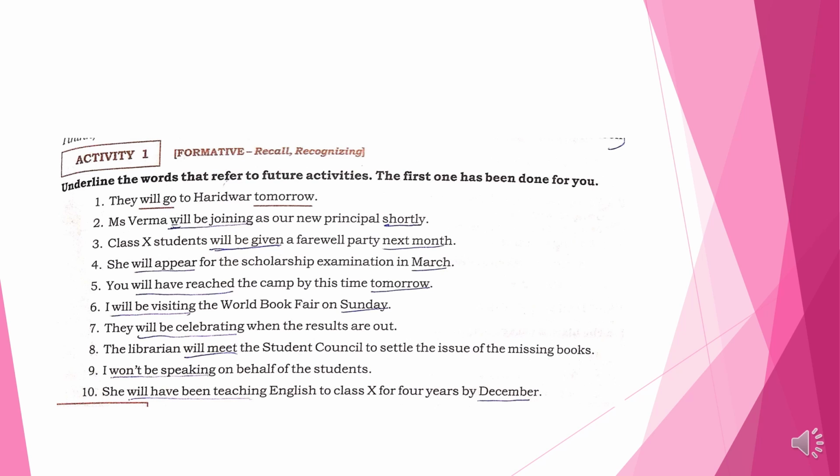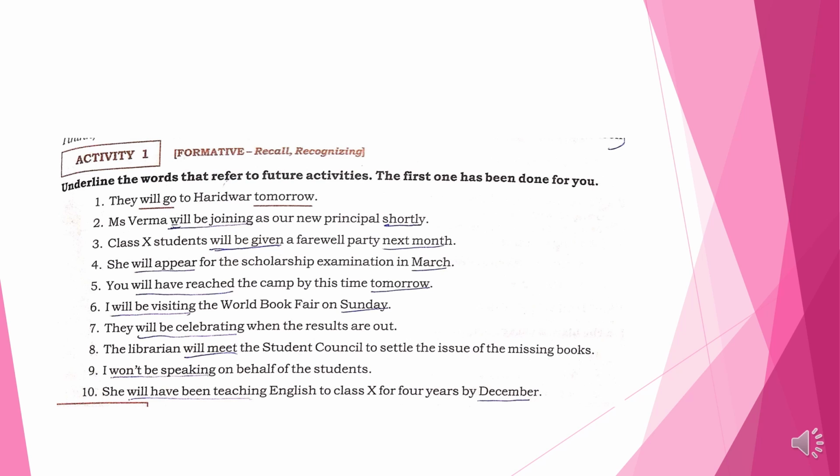Number 7, they will be celebrating when the results are out. The words will be celebrating show the future activity. Number 8, the librarian will meet the student council to settle the issue of the missing books. Here we have to underline the words will meet, which show the future action. Number 9, I won't be speaking on behalf of the students. Here the words underlined are won't be speaking, which refer to the future activity.